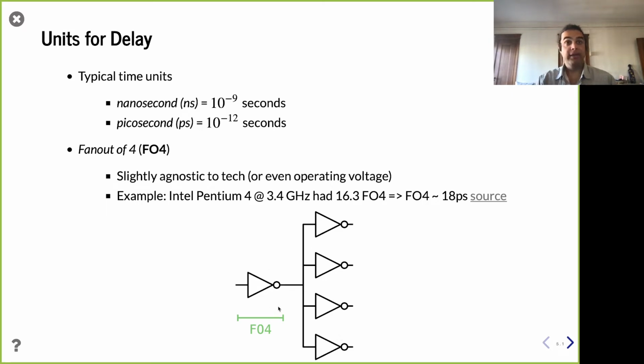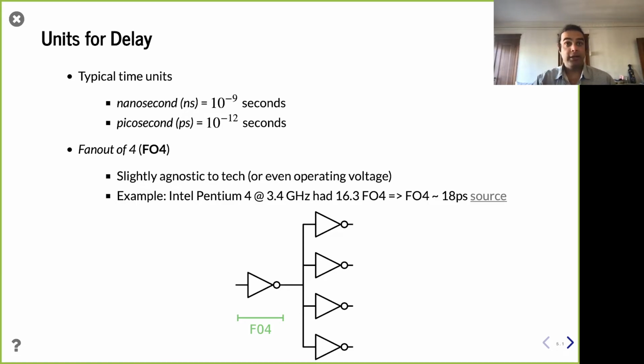How long does that take, right? How long does it take this inverter to flip the input to all of these other inverters? And that unit is then divided into the time, right? So let's say this takes some amount of time. In this case, they found for the Intel Pentium 4 20 years ago, that was 18 picoseconds, right? So if someone else has a critical path that is, let's say, 180 picoseconds, we divide it out and say, oh, that's a 10 FO4 critical path.